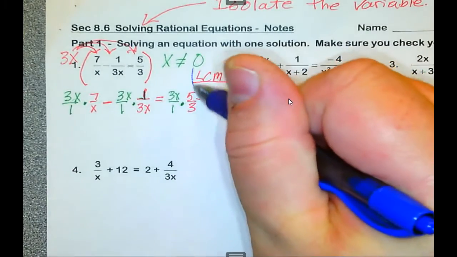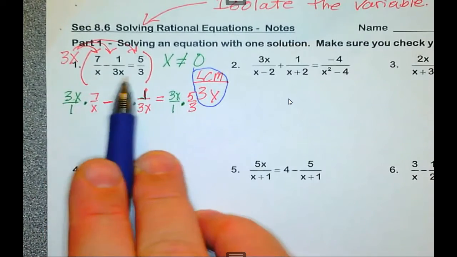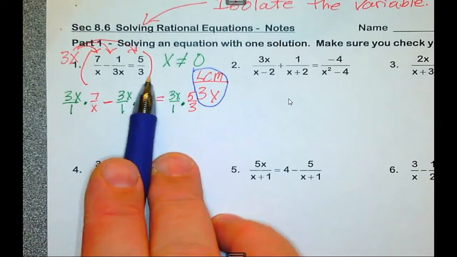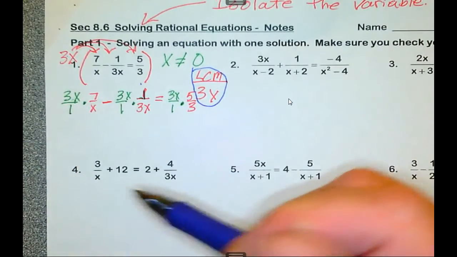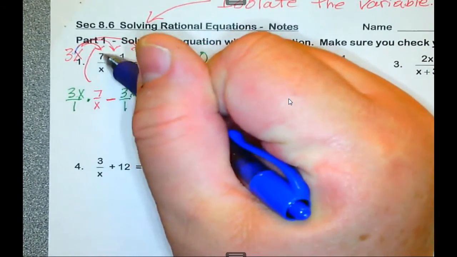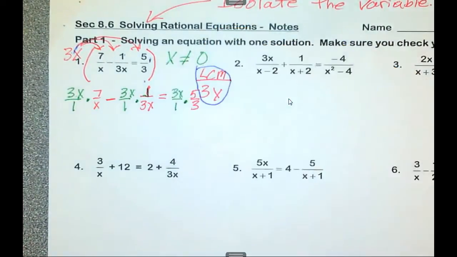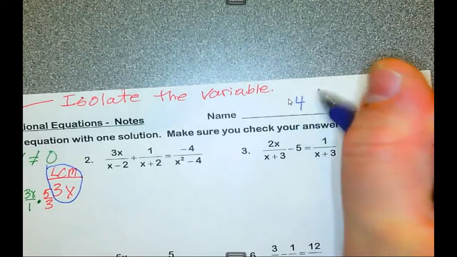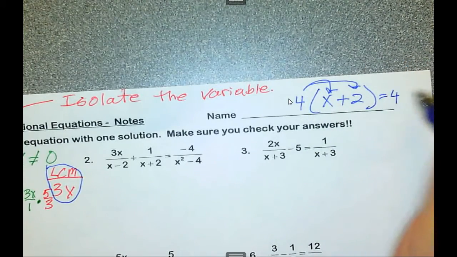Okay, I found my lowest common multiple. I have to have a 3 and an x because that's what I have in my denominator. So I'm going to multiply the entire equation by 3x, or 3x over 1. Same thing, right? So I'm distributing 3x to each one of the terms. And when I distribute, I multiply. Just like if I had 4 over, something like this, distribute it over, I get 4x plus 4 times 2, which is 8, right? So that's what I'm doing here.